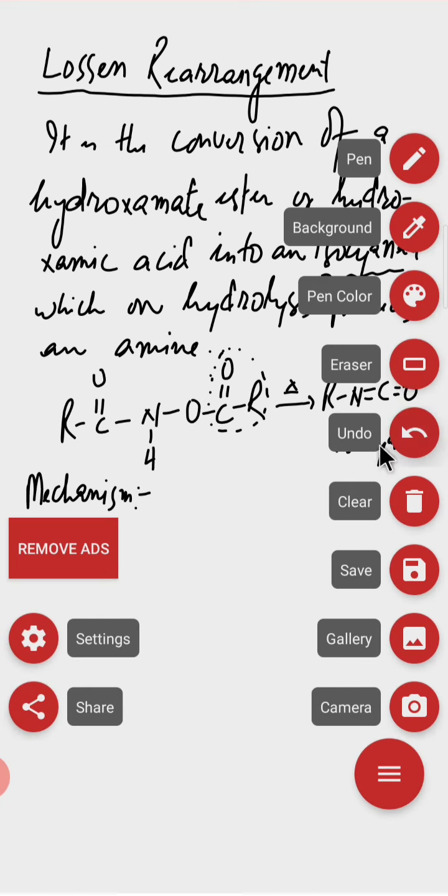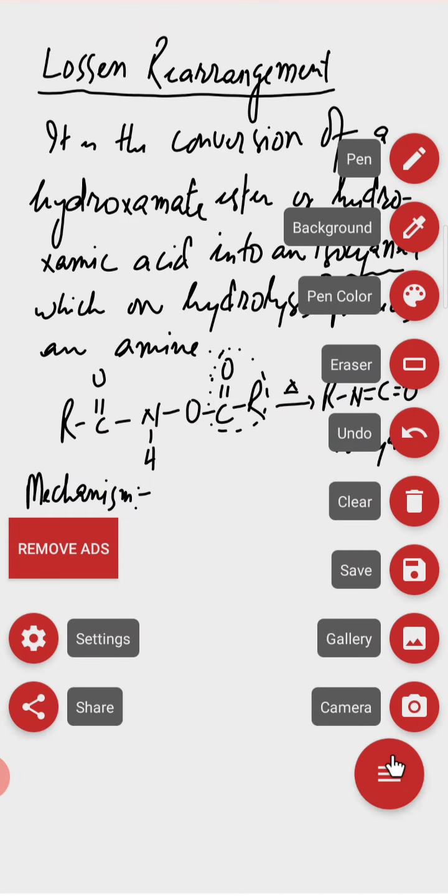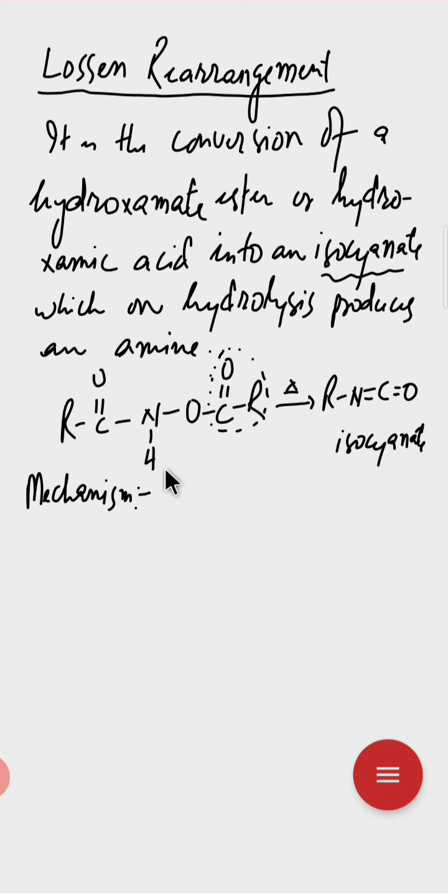Let me change the color of the pen. Okay, now when this reactant is heated, this reaction occurs in the presence of a base also, right? So the reaction will be initiated by reacting with the base. So let me write here.